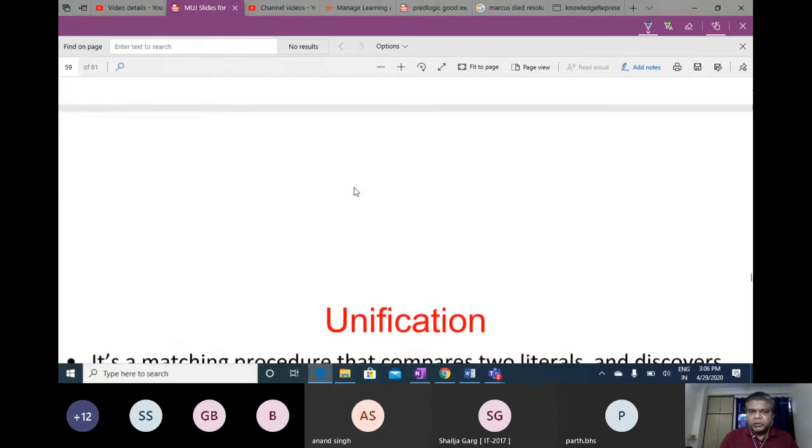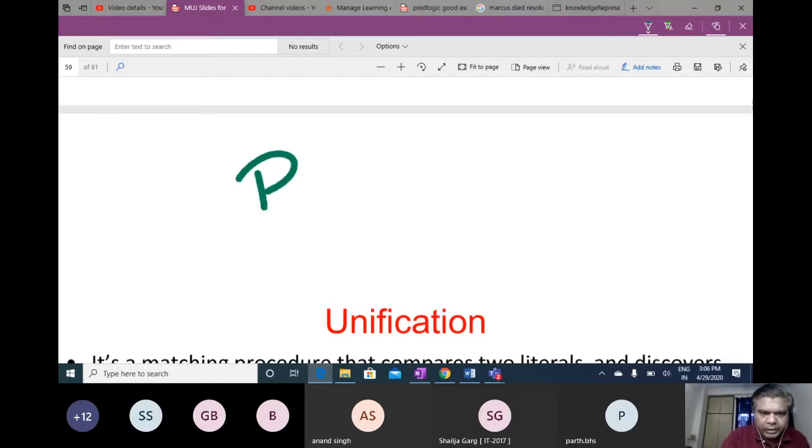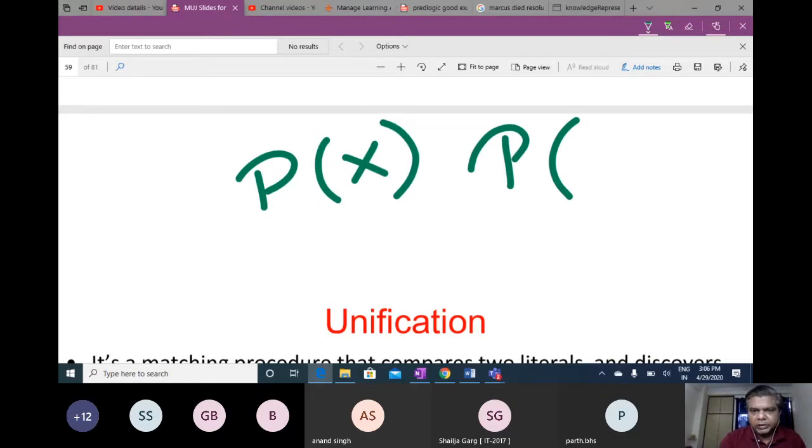Okay, so in matching, but now we have to do the same thing in predicate logic. But in predicate logic, you can see that we have to deal with variables, placeholders. So what is the problem here? For example, there is a predicate P which has a variable X, and there is another predicate P which has some literal, or a constant, for example, let's say Marcus, some name.